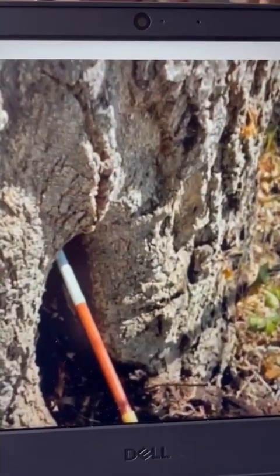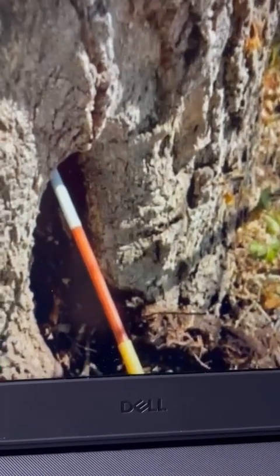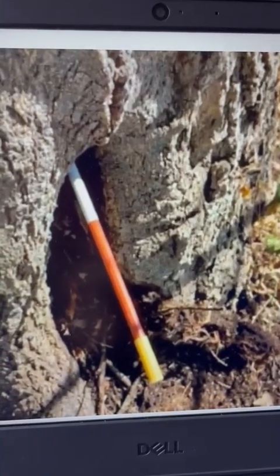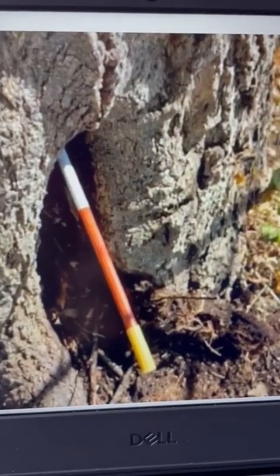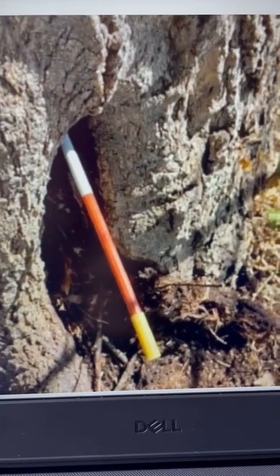Cavities, hollows in trees from old pruning wounds or breaks. This is a 3-foot snow stake that goes completely into the base of this massive oak. And hollow trees are obviously potentially brittle and dangerous. They're just not as strong as a tree with sound wood throughout.